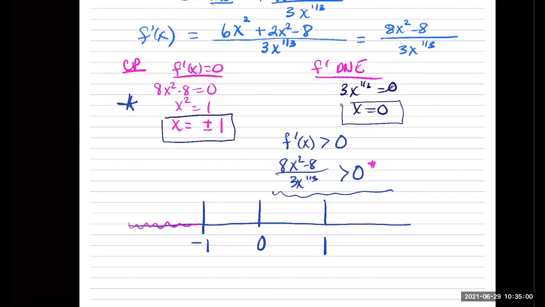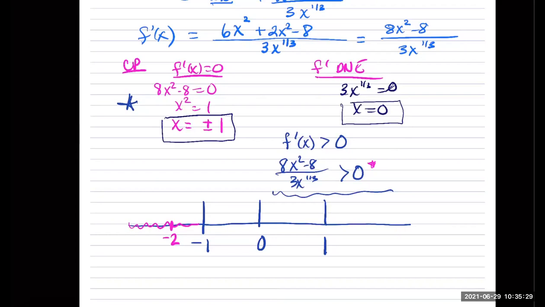I need to pick a number that's to the left of -1. Don't make your life hard, right? So pick something that comes out nice. You can pick -2 or maybe -10. Sometimes when you pick a multiple of 10, that makes the arithmetic easier. So do that. But remember that what we are doing is we are trying to decide if our derivative is positive or negative there.